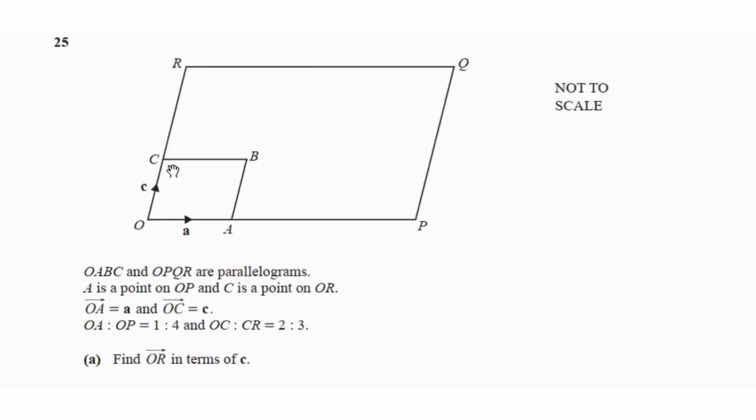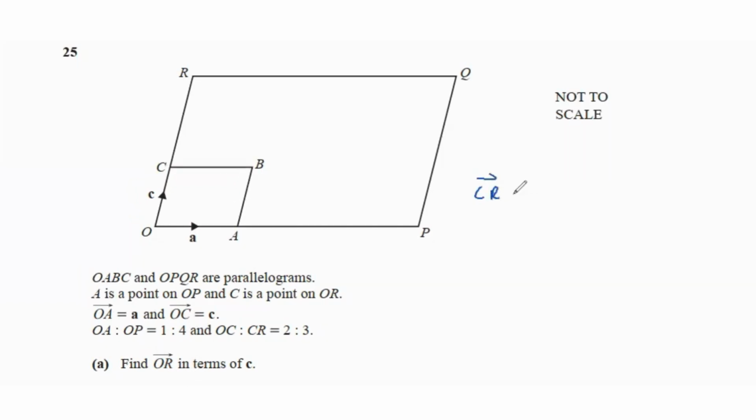Question 25 says OABC and OPQR are parallelograms. A is a point on OP and C is a point on OR. OA equals to A, OC equals to C, OA ratio OP is 1:4, and OC ratio CR is 2:3. Find OR in terms of C. CR is OR minus OC. So that means CR plus OC is going to equal to OR.